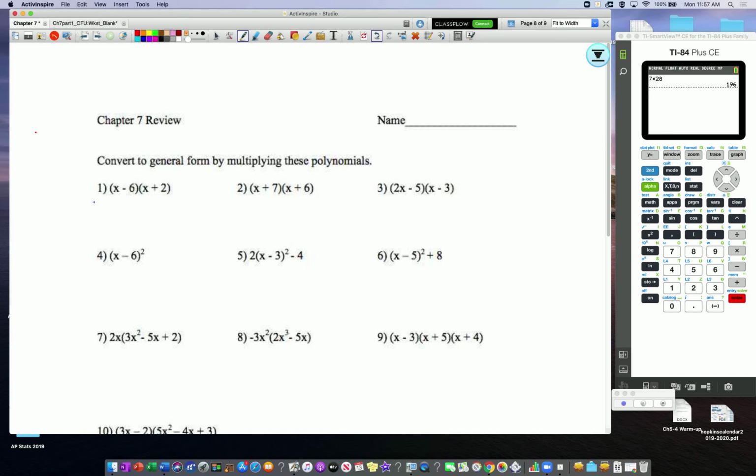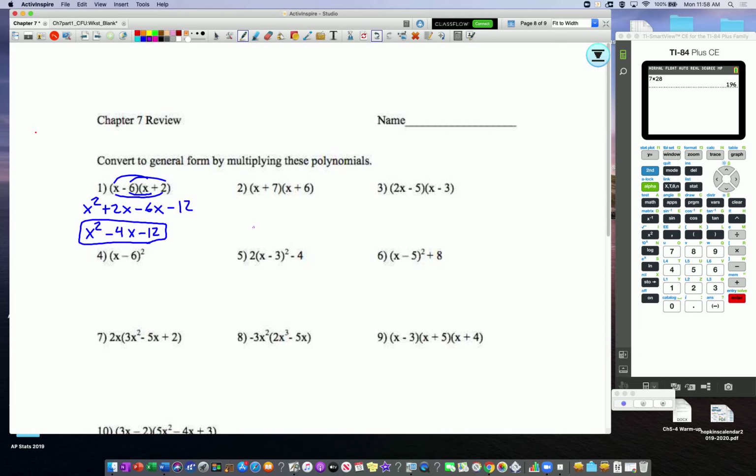So like on the first one, I'm just going to FOIL. X times x is x squared. Multiply the outsides, 2x. Insides, minus 6x. Last, minus 12. Combine like terms, x squared minus 4x minus 12. First one, lickety split, done.